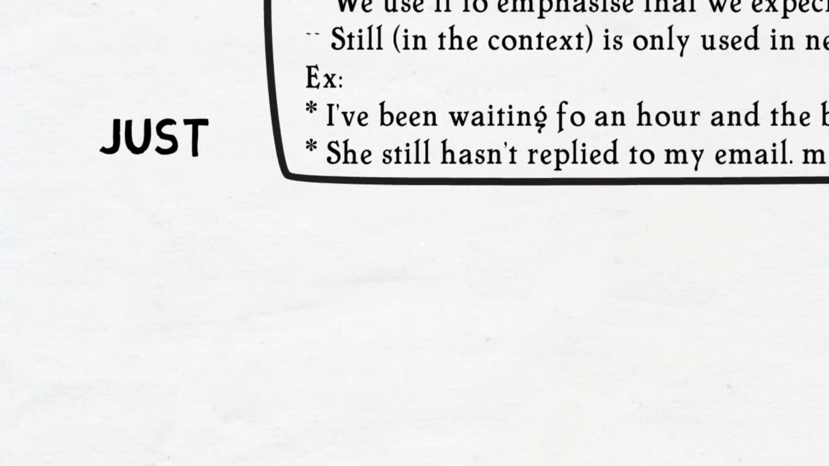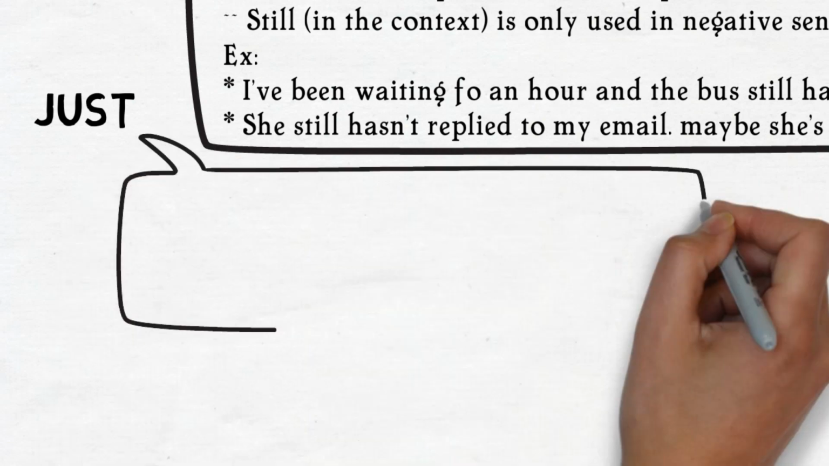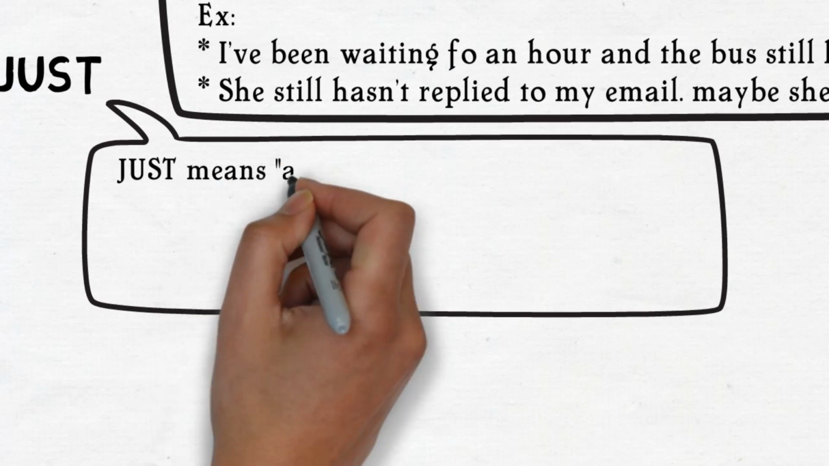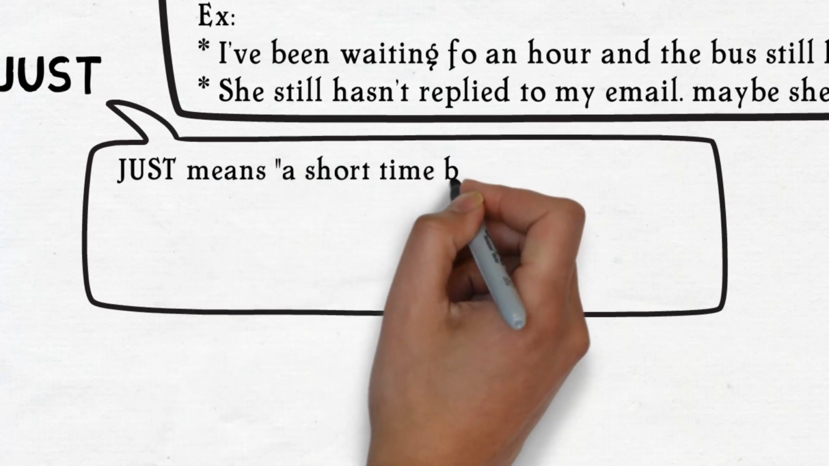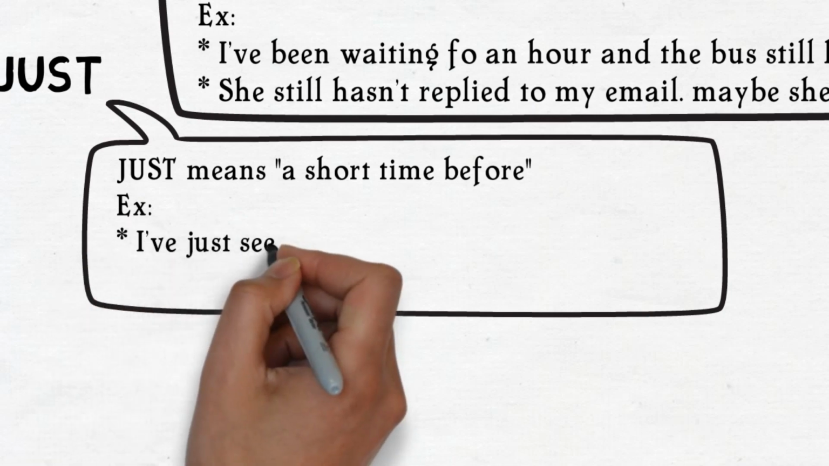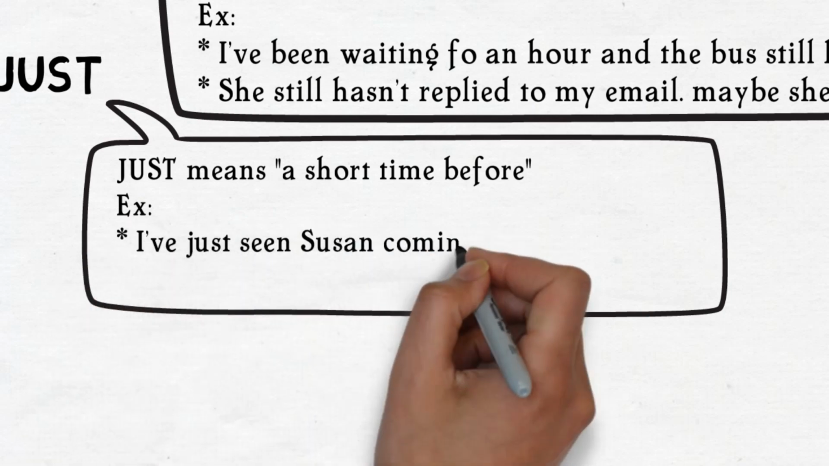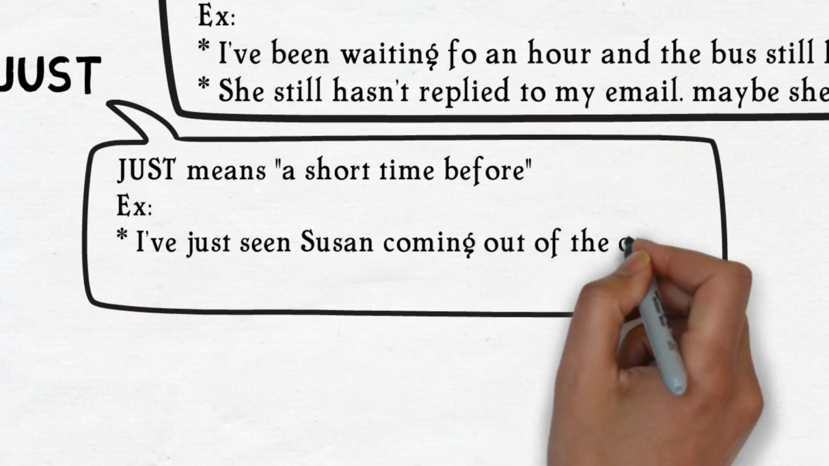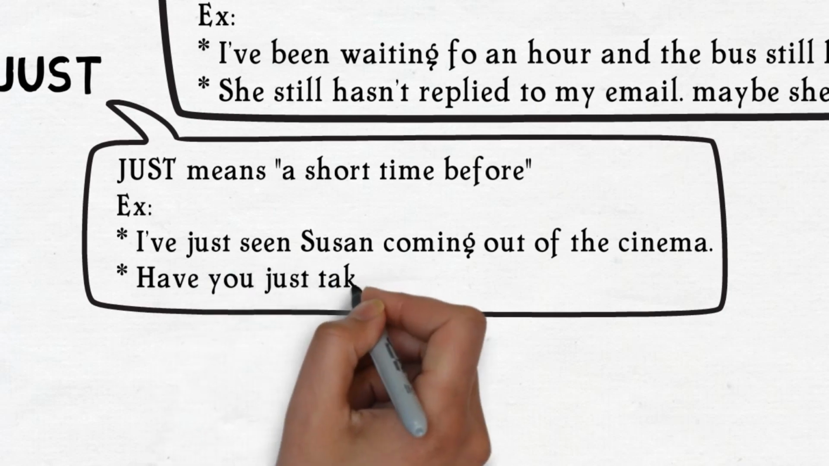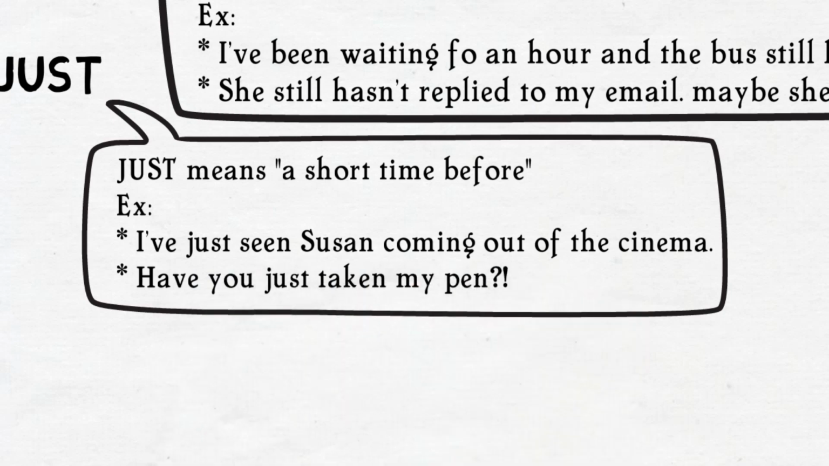And the next is talking about just. Just means a short time before. Example, I've just seen Susan coming out of the cinema. Have you just taken my pen? Just comes between the auxiliary verb, has or have, and the past participle, or verb 3.